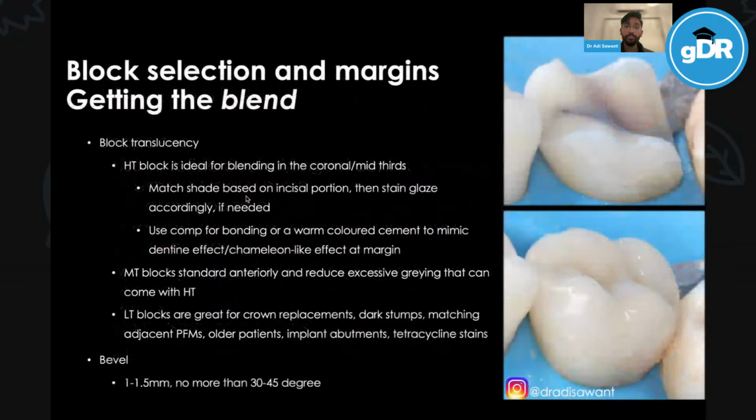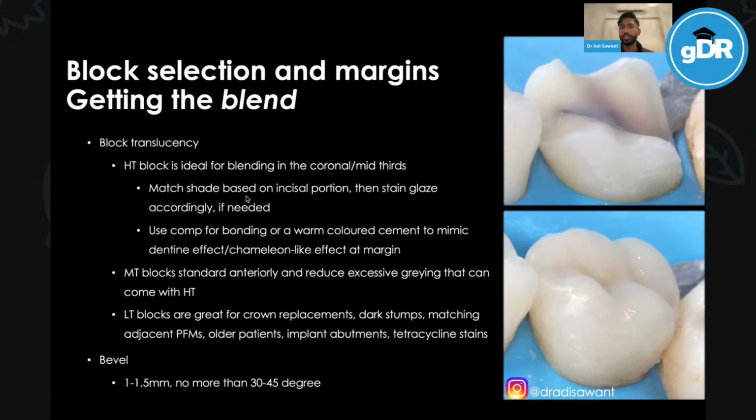Block selection's a big one because everyone on Instagram wants that blend, right? Generally, high translucency blocks with Emax work quite well, especially because we're only dealing with the incisal, occlusal to middle third. Generally, you want to match the shade with that incisal portion and then stain and glaze accordingly. Bevels help, but don't make them steeper than 30 to 45 degrees. And using a warm cement, or what I like to use is either heated composite or heated flowable, that works so well to get these blends.